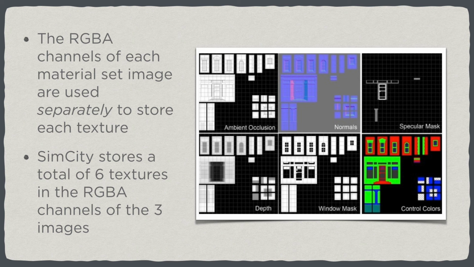So, when you extract all the textures from the channels of each image of the material set, you get a total of 6 textures, which you see here. And don't forget that every one of these textures is a collection of textures, because a material set is a collection of materials for all the elements that make up a particular building style.